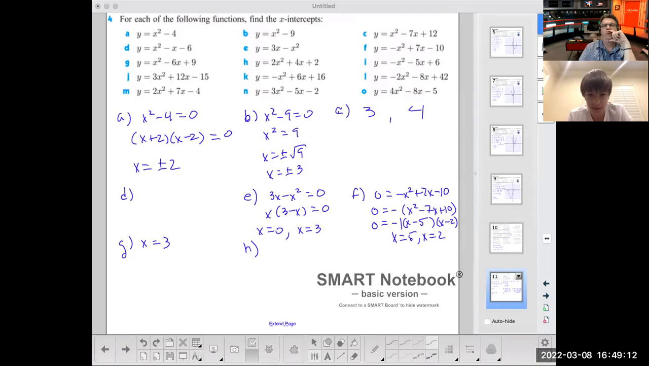8, 2, 16. Oh, do you take out a 2? I didn't take out factors, so it could have been x to the power 2 plus. Oh my God. I was looking at K. Sorry. Yes, you're good. You're good.